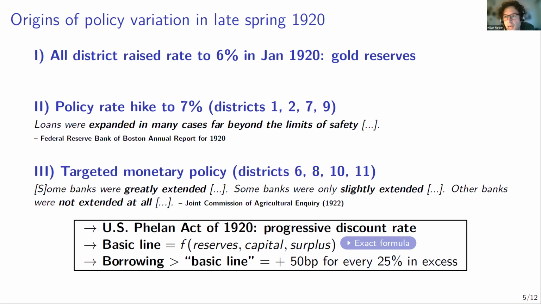This was because there were quite heterogeneous banking developments in these districts. So some banks were greatly leveraged, others were not, and so these districts actually opted for a targeted policy. And the way they did this was essentially by lobbying Congress to pass a new act, the Phelan Act of 1920, that introduced the possibility for Federal Reserve banks to implement the progressive discount rate scheme.